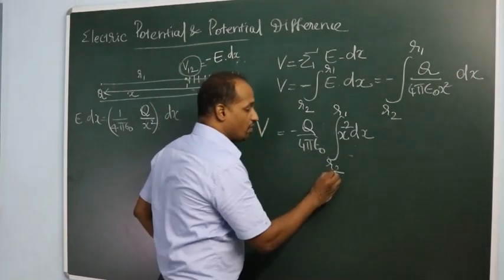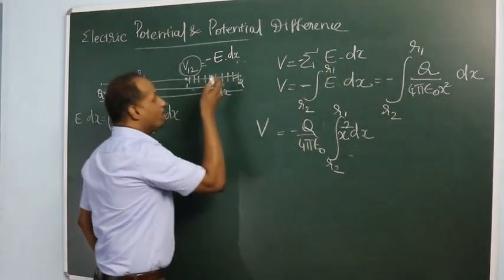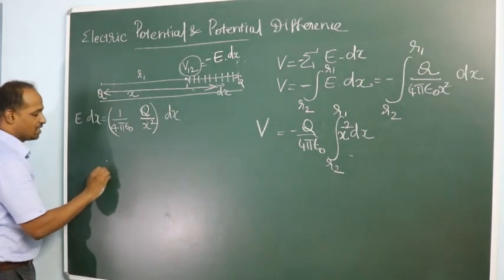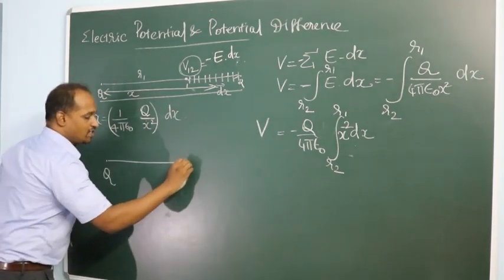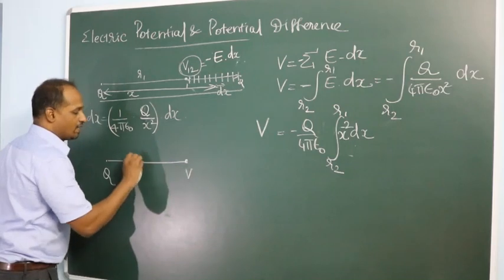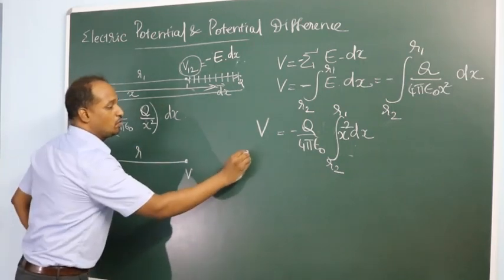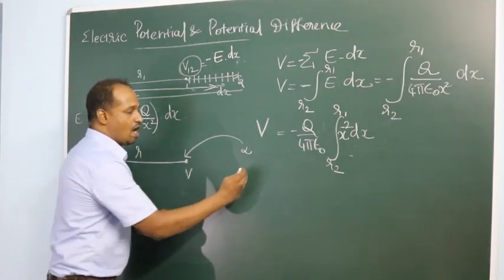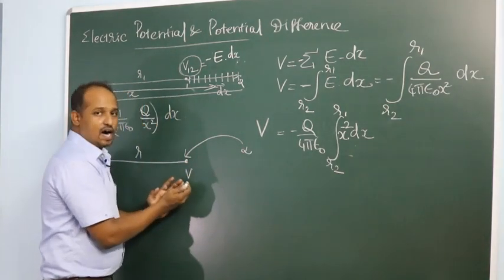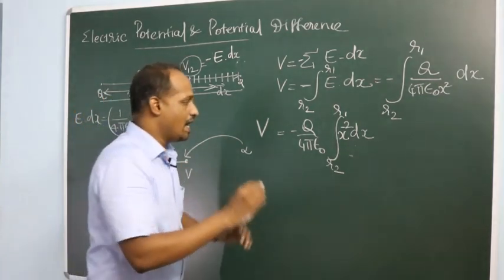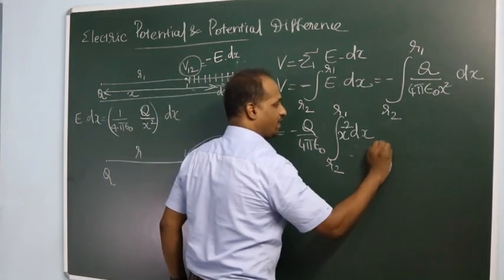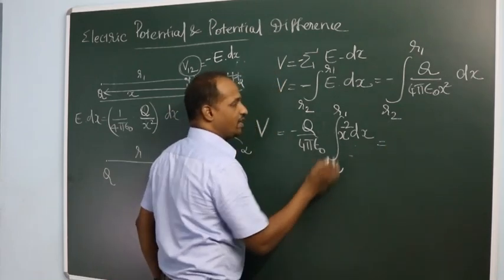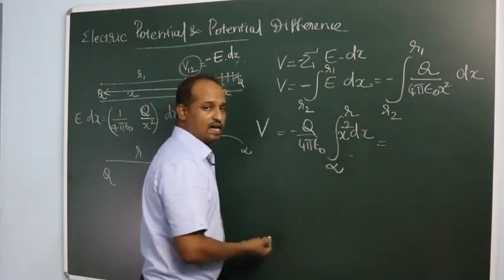So you are going to move from infinity to a particular distance r, to know the electric potential at a point r. Suppose this is the charge q, and you would like to find the potential at this point at a distance r. Then you have to move the charge from infinity to this point. So you set R2 at infinity and R1 at r, and you know the electric potential at r. So in this formula we are setting R2 at infinity, R1 at a distance r.